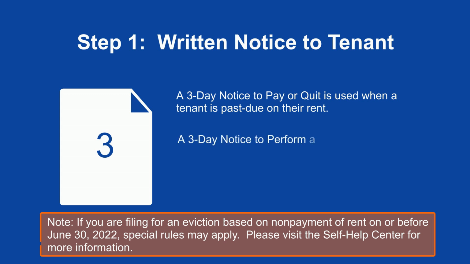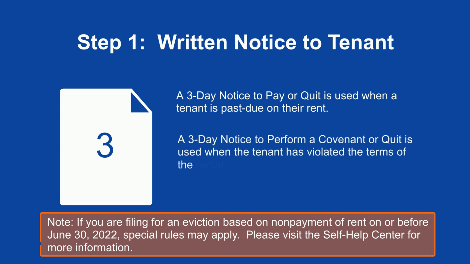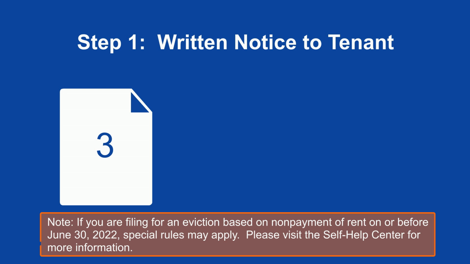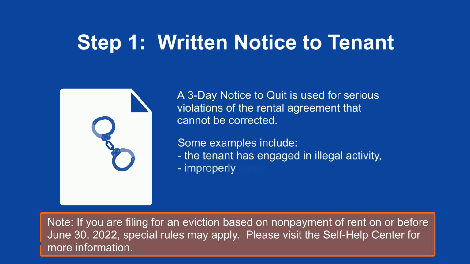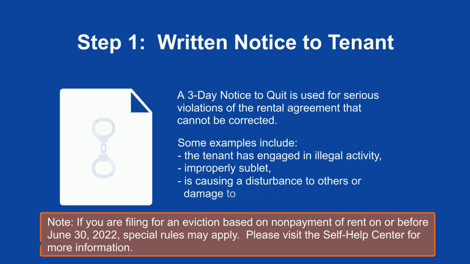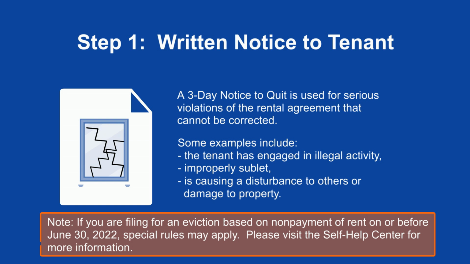A 3-day notice to perform a covenant or quit is used when the tenant has violated the terms of the rental agreement or lease, but the violations can be corrected. A 3-day notice to quit is used for serious violations of the rental agreement that cannot be corrected. Some examples include: the tenant has engaged in illegal activity, improperly sublet, or is causing a disturbance to others, or has caused damage to the property.